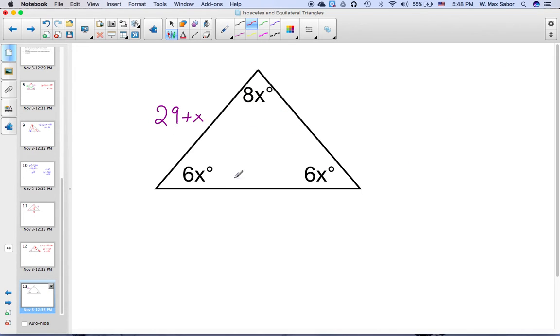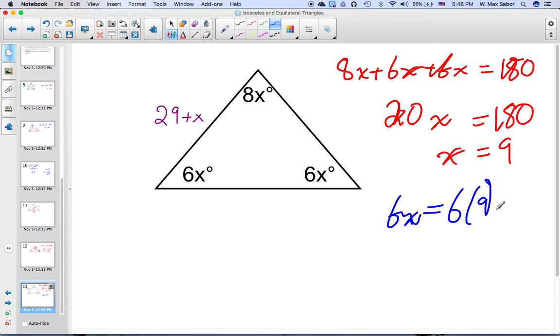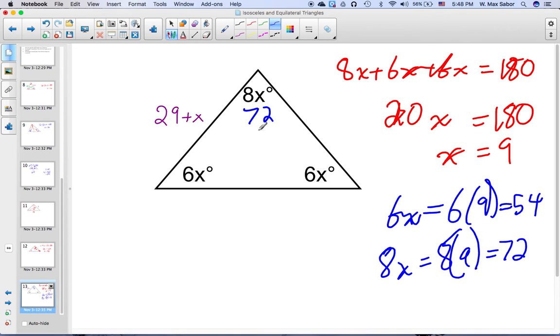Here, we know that these angles have to add up to 180. So 8x plus 6x plus 6x equals 180. Adding these up gives us 20x equals 180. So x is 9. Once x is 9, we can say 6x is going to be 6 times 9, which is 54. And 8x is 8 times 9, which is 72. So we have 72, 54, 54.